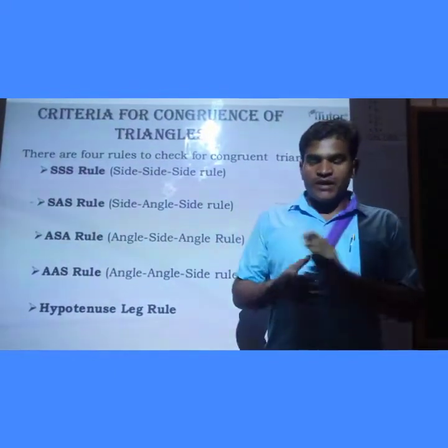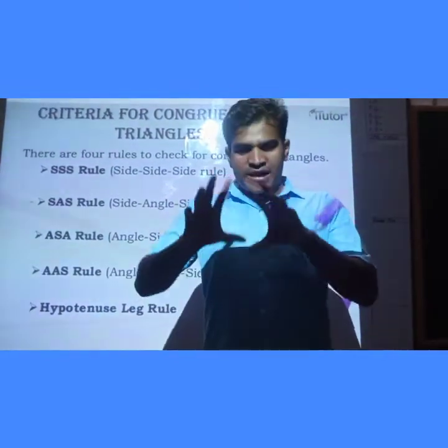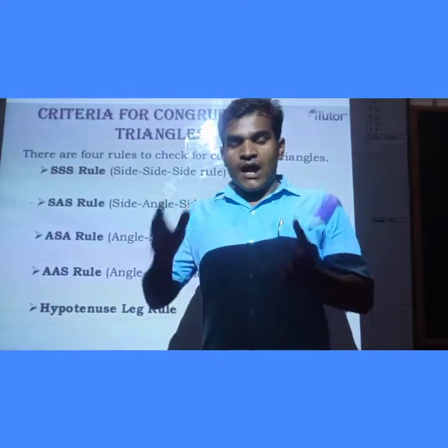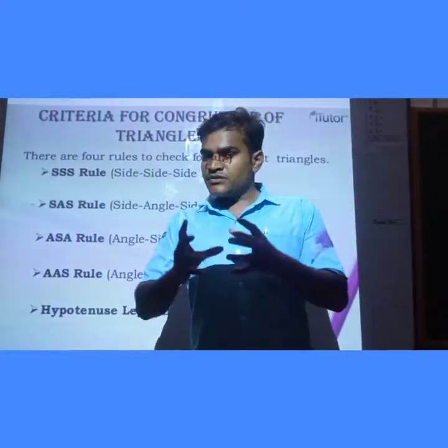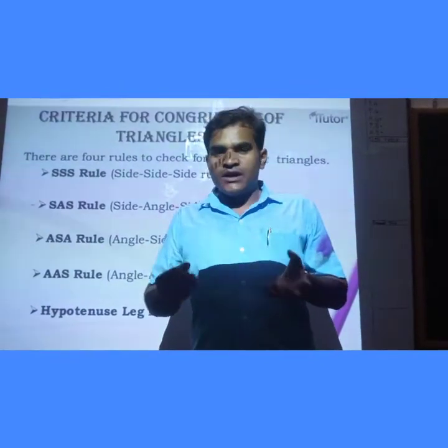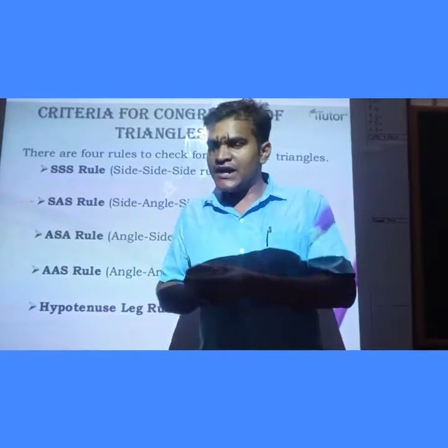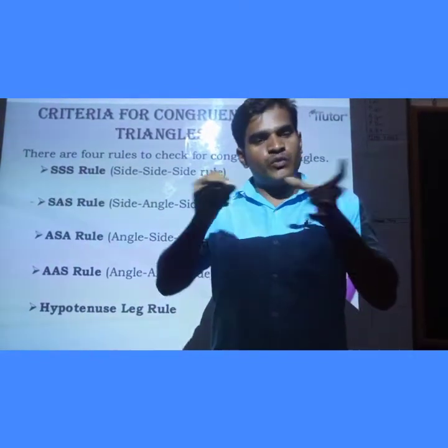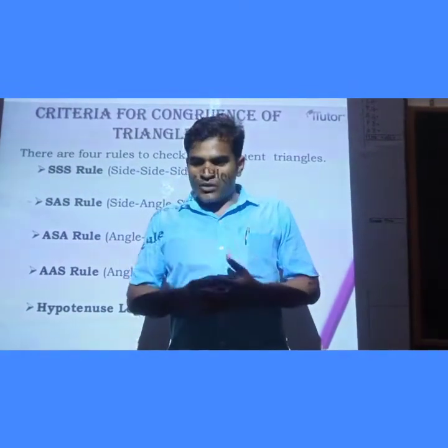In the last class we learned about triangles and the basic concepts of a triangle, as well as congruency of triangles. When two triangles are congruent, each angle and each side of the given triangles coincide with each other, then those two triangles are congruent.